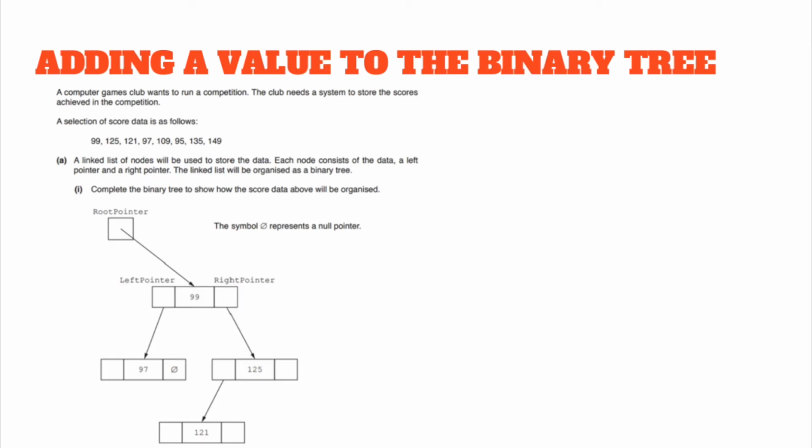Null pointers are pointers that you need to place in those nodes which do not lead to a new value. So if we ended up with 95, there is nothing less than 95, so both left and right pointers are going to be null. So you have to physically write those in the boxes to get the marks.